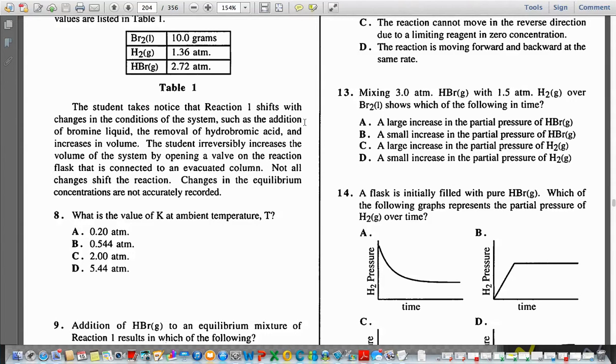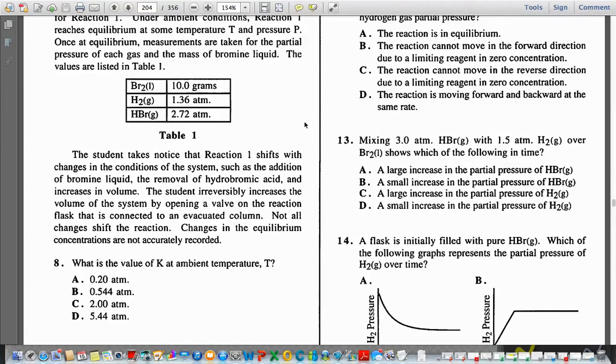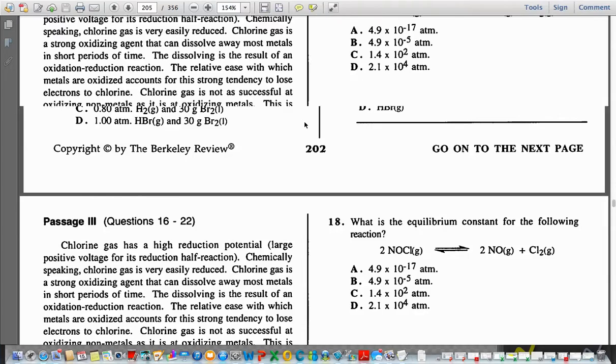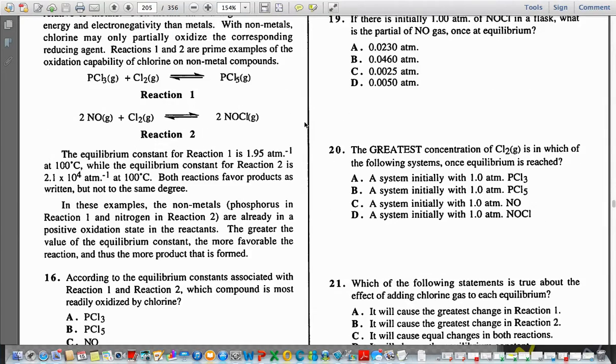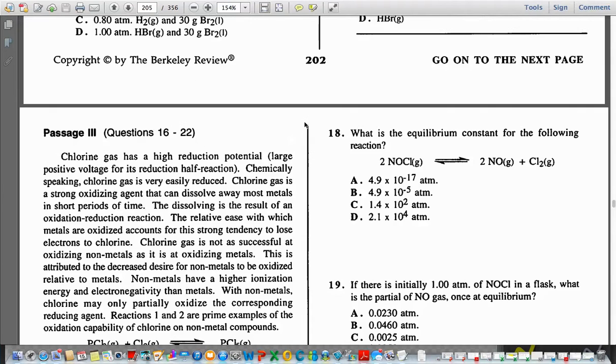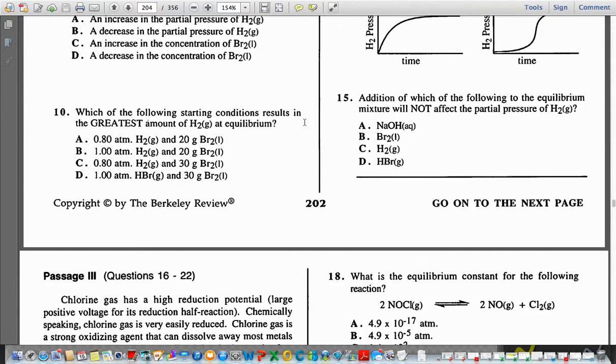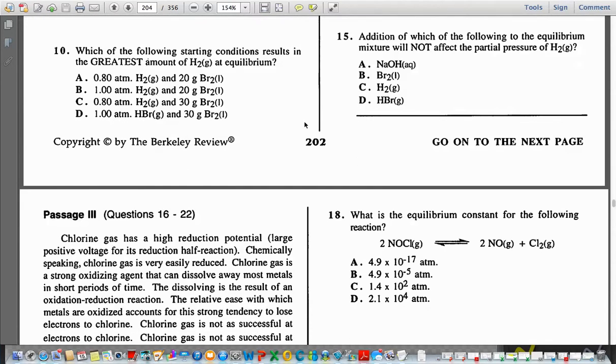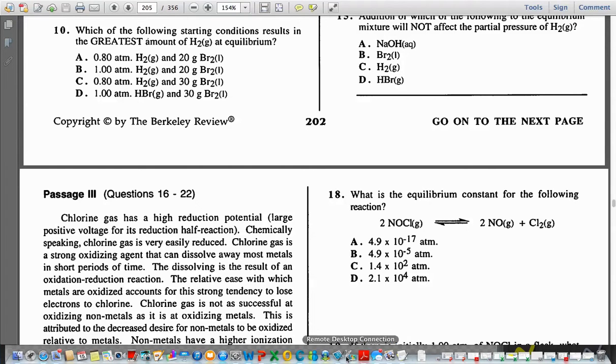Okay. And then 10, the liquid bromine threw me off. I'm trying to figure that out. Which of the following starting conditions results in the greatest amount of H2 at equilibrium? Alright, let's move this up just a little bit. Okay, we'll go here.